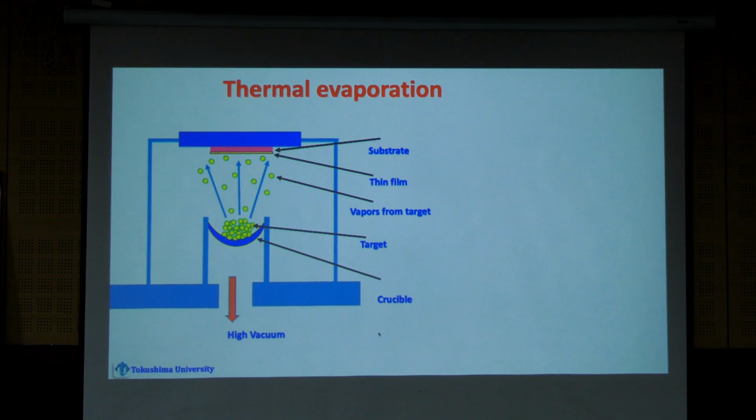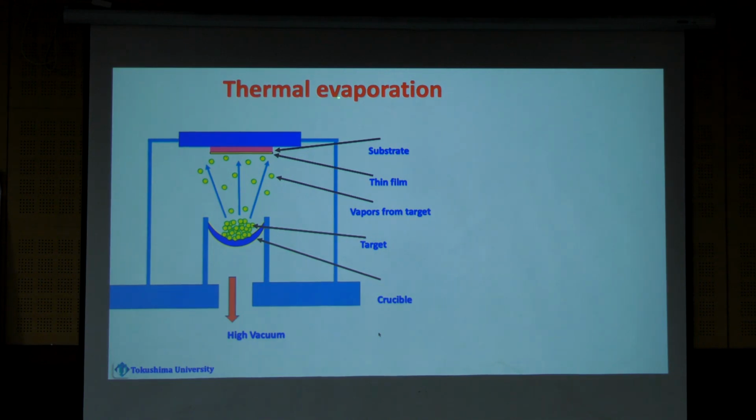Thermal evaporation is a very simple technique. The next technique is thermal evaporation. What is thermal? Heat. Evaporation, something evaporates, from one state to another state. Like if you boil water, water is converted into the gaseous phase. That is evaporation of water.